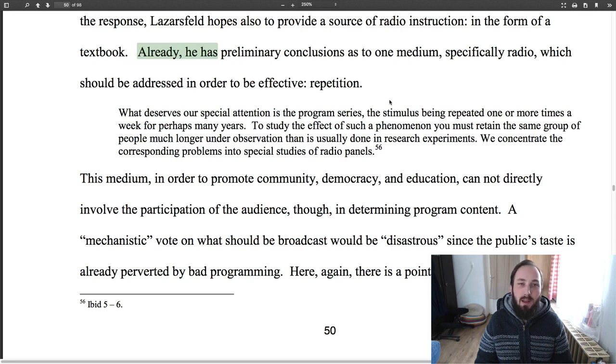What deserves our special attention is the program series, the stimulus being repeated one or more times a week for perhaps many years. This medium, in order to promote community, democracy and education, cannot directly involve the participation of the audience, though, in determining program content.